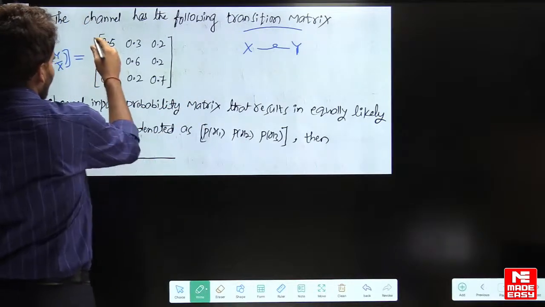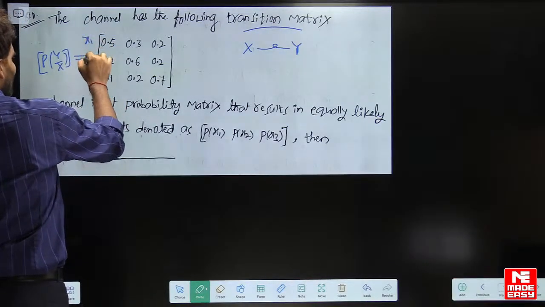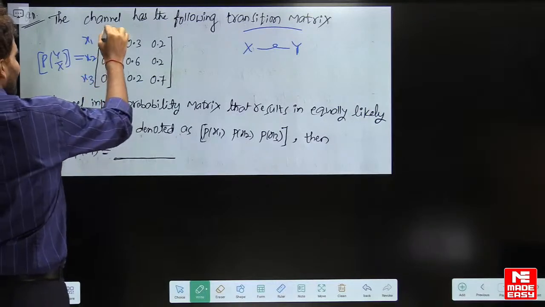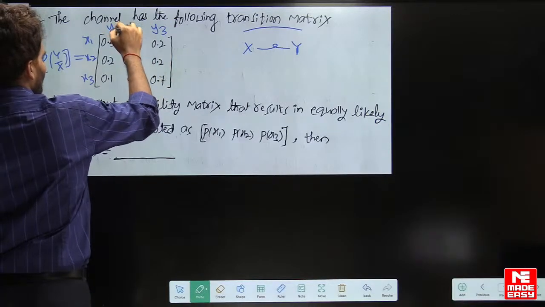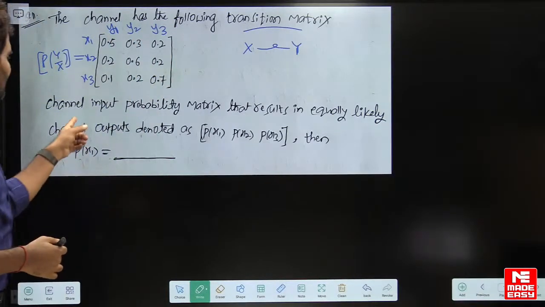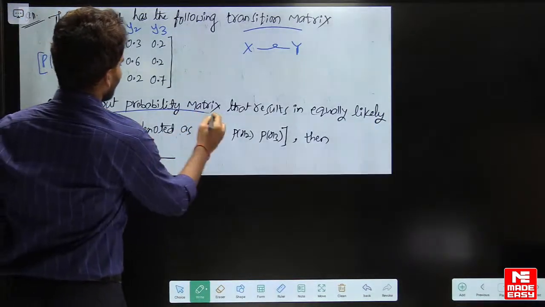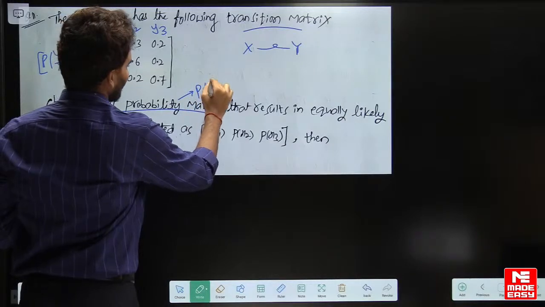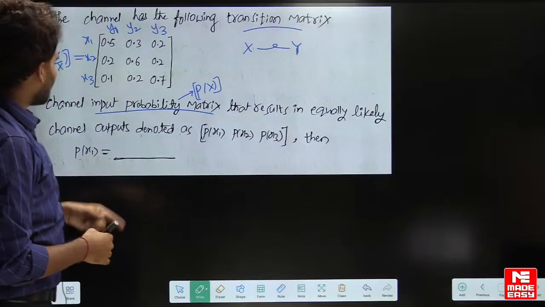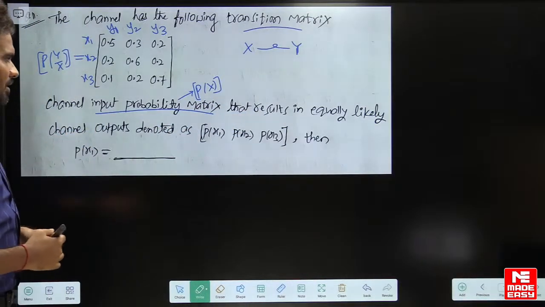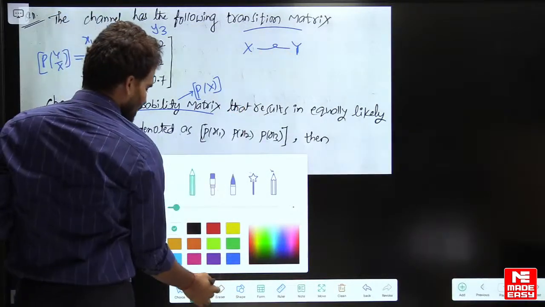Here I'm giving some notations. So 3 inputs and 3 outputs. The inputs I am denoting with x1, x2, x3. The outputs I am denoting with y1, y2, y3. So the channel input probability matrix means P(X) only. You can understand this is talking about the P(X) matrix, that results in equally likely channel outputs. Equally likely channel outputs means the channel output is nothing but Y only.